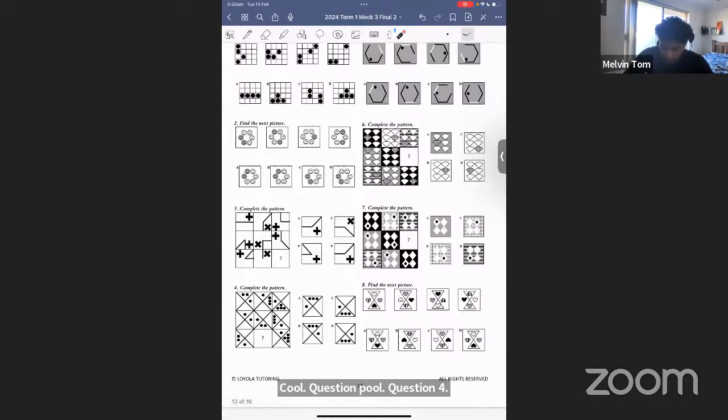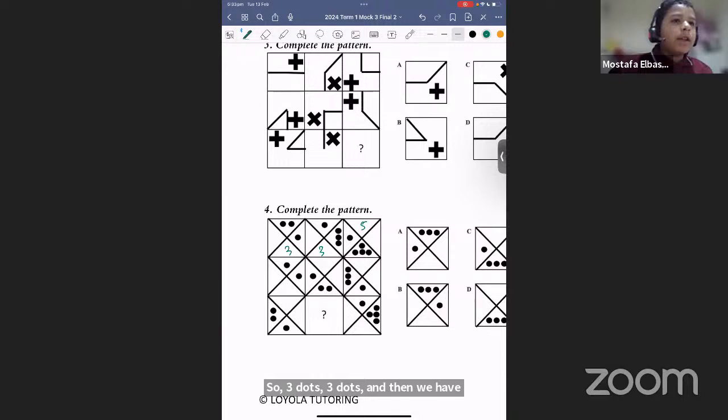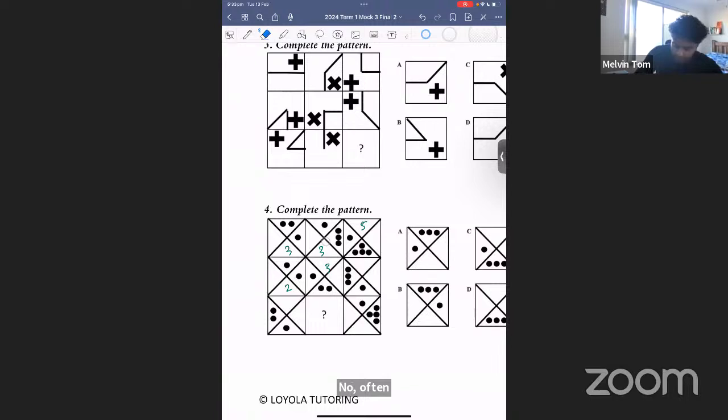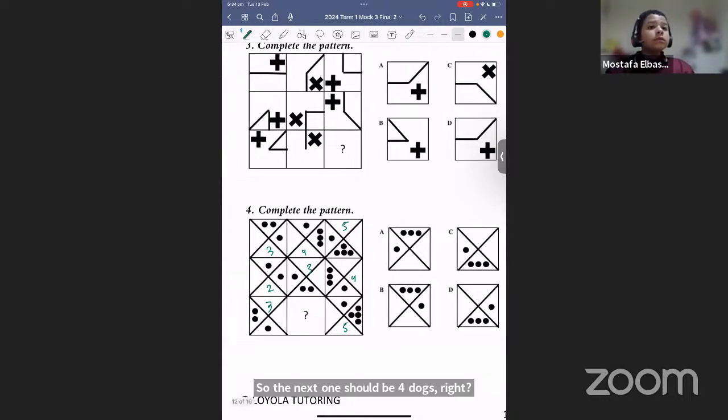All right, so let's take a look. Again, the question is similar to one we've done before. Let's look at the numbers. So we have 3 dots, and then we have 1, 2, 3, 4, 5 dots. Melvin, the middle one should be 4 dots, not 3 dots. Apologies. That's okay. And then 2, 3, and then 4. And we have 3, and then we have 1, 2, 3, 4, 5. So the next one should be 4 dots, right? They all have 4. Doesn't help us at all.